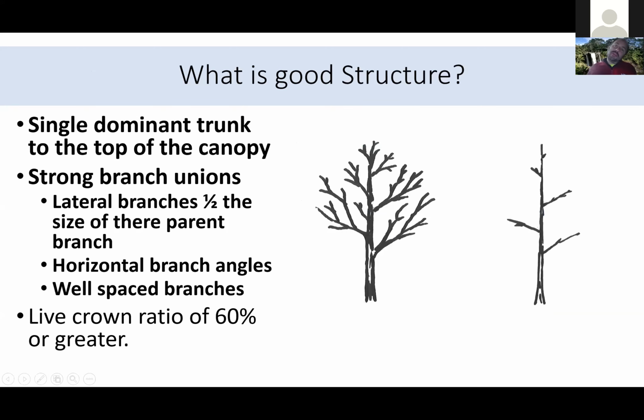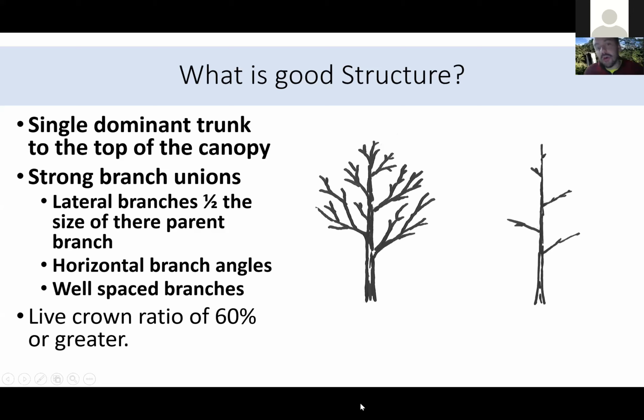So structural pruning seeks to encourage a tree to have good structure. And generally there are 3 major elements to good structure. Both of the drawings show good structure, trees with different shapes, but they both are good structure, right? With structural pruning, good structure is defined by having a single dominant trunk to the top of the canopy. So both of these trees have a dominant trunk. The one tree has some codominant ones near the very top. Sometimes we have tolerance for that, depending on the shape of the tree.